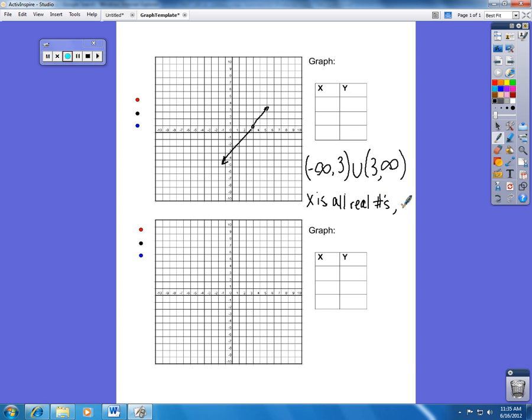And again, you could write except 3 or x does not equal 3, something like that. You just need to make sure that it's clear to me that x can be anything but 3. Okay? If you have any questions on this, please let me know. Again, what you're going to be focusing on is looking for values on the graph where x does not have a corresponding y value.